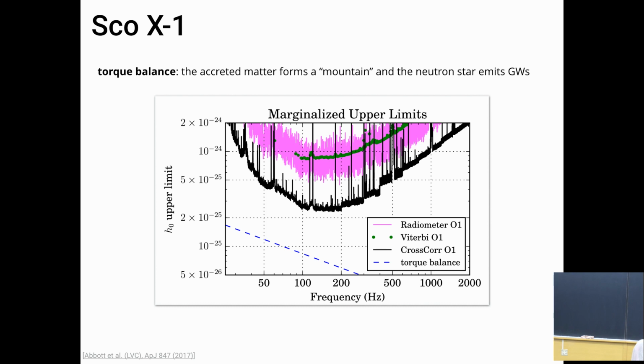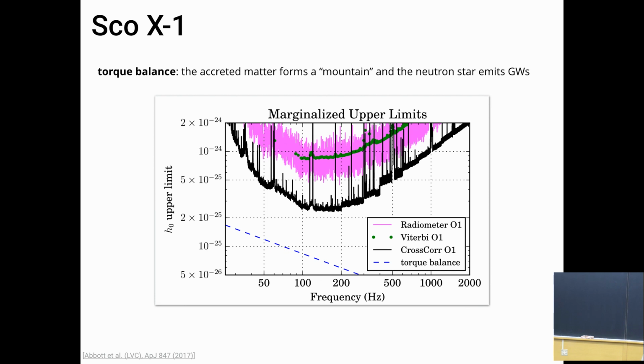And so what I'm just showing here, in the black and the purple and the green, are the results from different types of searches. These are all done in Advanced LIGO data. You can see they have slightly different sensitivities, but they also make different assumptions.